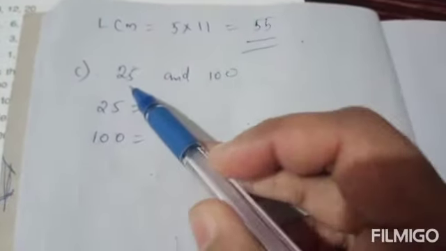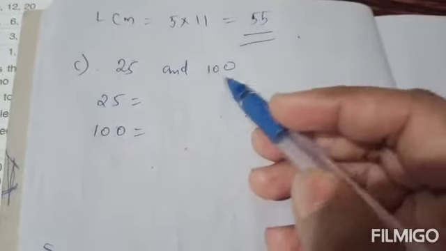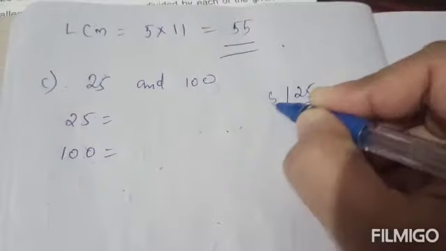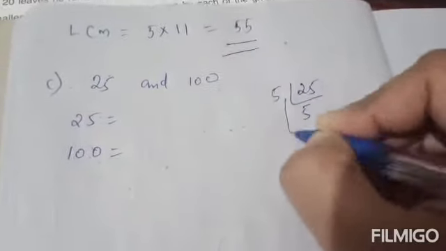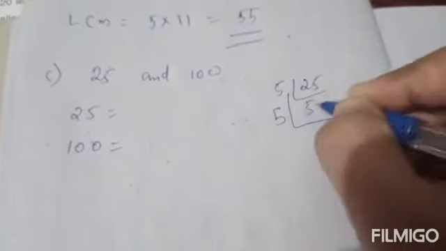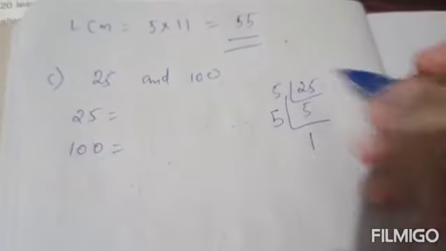Okay. Next, C, 25 and 100. So first we can do the prime factorization of 25. Okay, so 25 you can divide by 5, you will get 5. Then 5 divided by 5, 1. Okay, so 25 equal to 5 into 5.